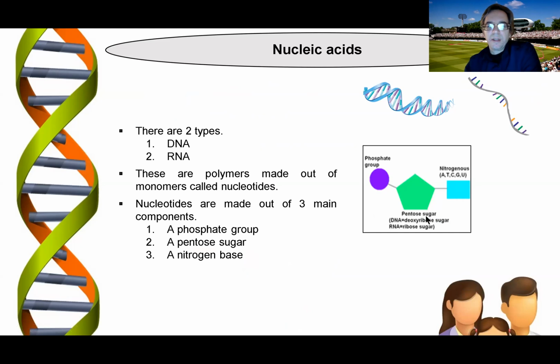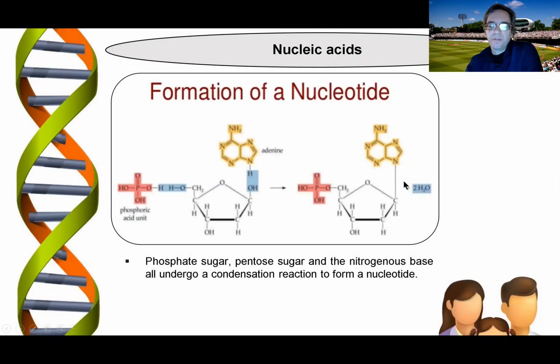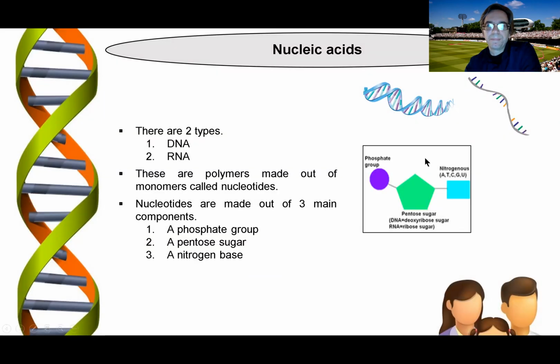So we're going to start with nucleic acids. What are these? These are chemicals, and there are two types, DNA and RNA. This is quite a long story. DNA is deoxyribonucleic acid and RNA is ribonucleic acid. On the slides, we're going to have a quick look at the chemical structure.